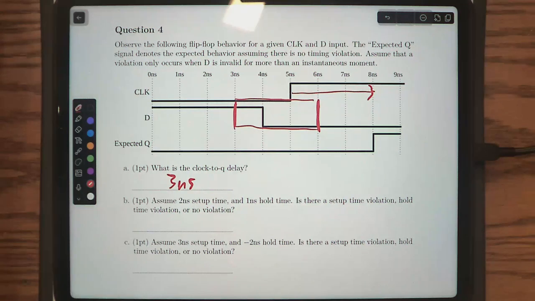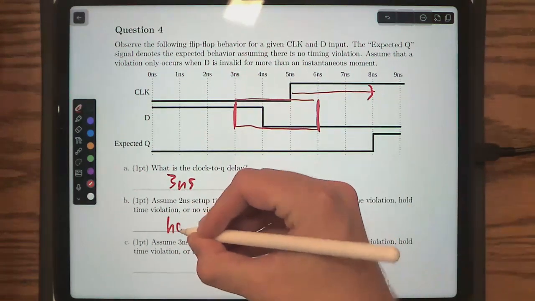Probably the people who are confused are the people who are not here today. So please, if you know anyone who's not here today, go and make fun of them that they got this question wrong. Because if you went to lecture, you would have got this question right. So, okay, cool. So this was a hold violation.